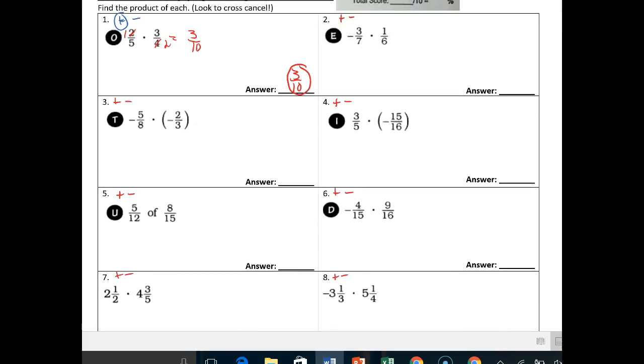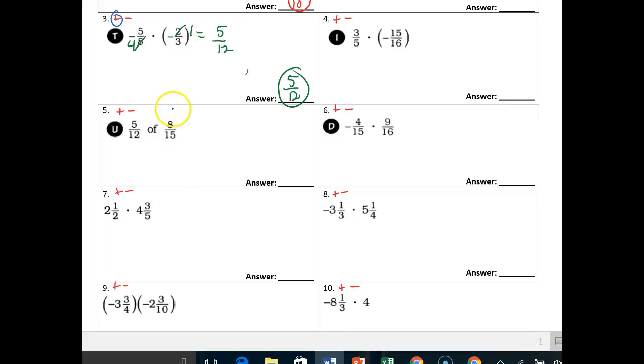So first of all, positive or negative? I got 2 negatives, so my answer is positive. So can I cross cancel anything here? Yes, I can. The 2 and the 8. I can divide them both by 2. 8 divided by 2 is 4. 2 divided by 2 is 1. So 5 times 1 is 5. 4 times 3 is 12. And I'm done. 5/12. It's a positive answer. I already figured that out.